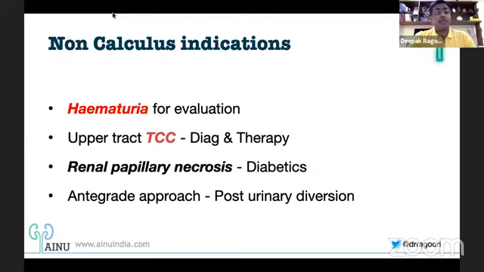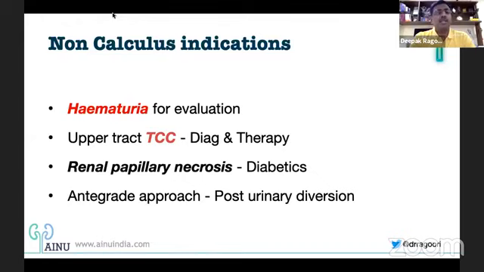And renal papillary necrosis in diabetics, which is one thing which we at our institute do propagate: after an initial episode of pyelonephritis and we stent them, we normally get them back in 3 to 4 weeks' time to do a flexible ureteroscopy to see if there are any necrosed papillae floating in the PCS. So that is one of the indications you can qualify for.